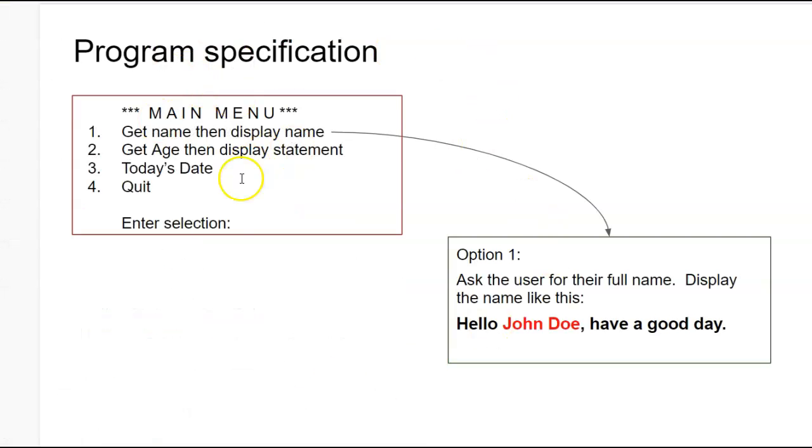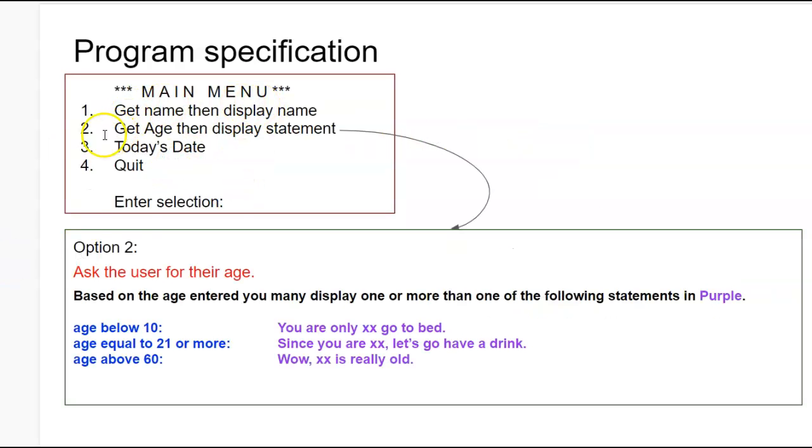So back to the specifications, that was option 1. So let's move down. When they press 2, option 2, we're going to ask them for their age, and we're going to do one or more of these statements in purple. So if the age is below 10, we're going to say, you are only 9, go to bed. If the age is equal to 21 or more, we're going to say, since you are 22, let's have a drink.